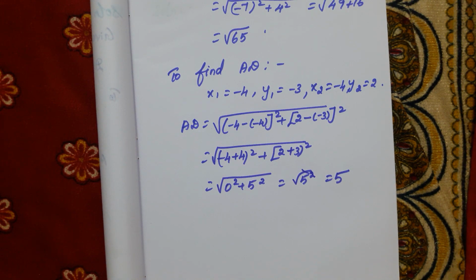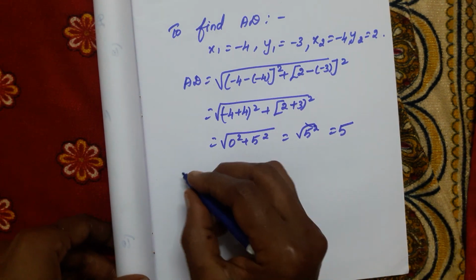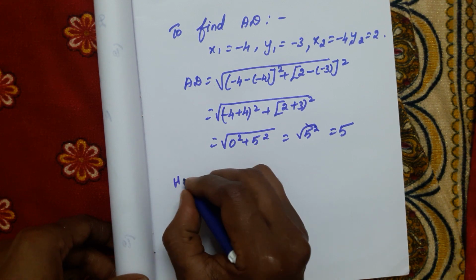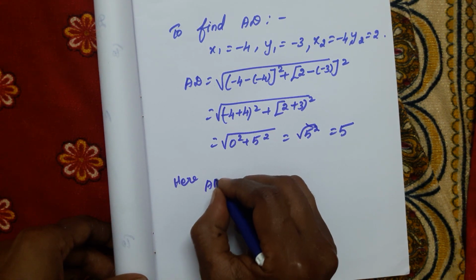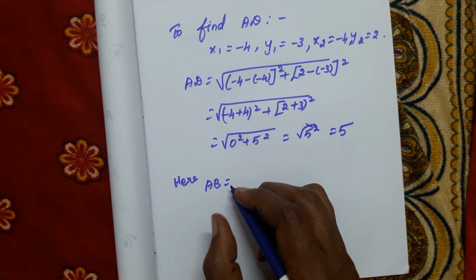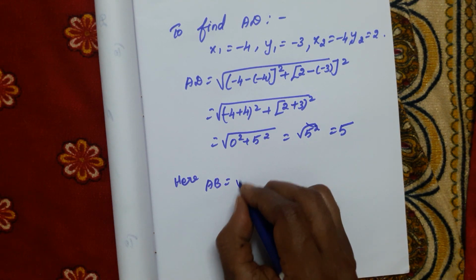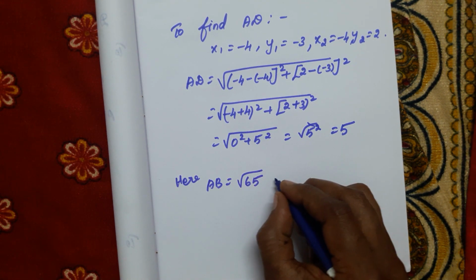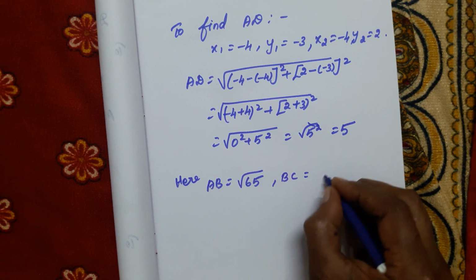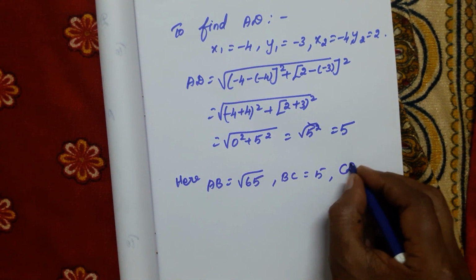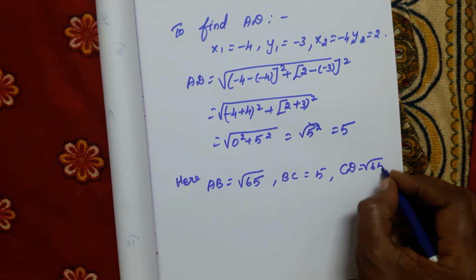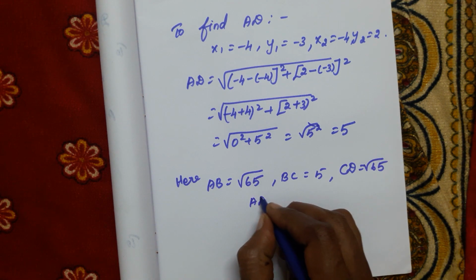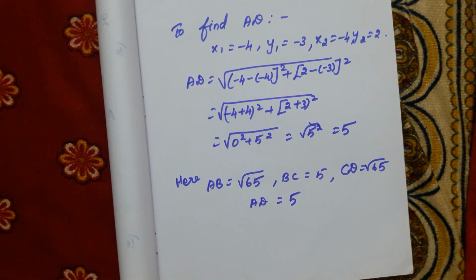Now what did we get? What answers did we get? Here AB is equal to root 65. BC is equal to 5. CD is equal to root 65. AD is equal to 5. Please listen here.